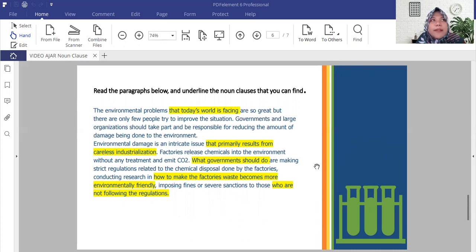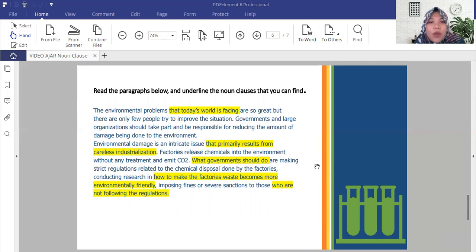So actually, identifying the noun clause is quite easy. You have to find the words that I mentioned before, like interrogative pronoun, relative pronoun, and so on, to help you identify the noun clause. So in this case, in the first paragraph, you found that the environmental problems that today's world is facing are so great. We know that it starts with "that", so we have to be suspicious that this may be a noun clause.